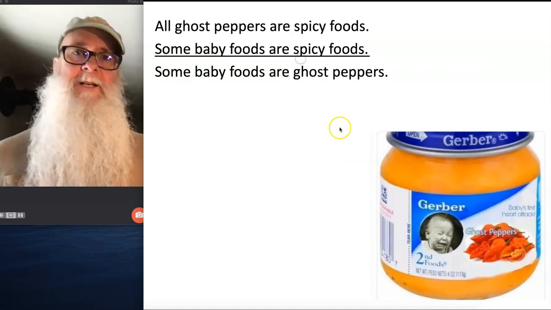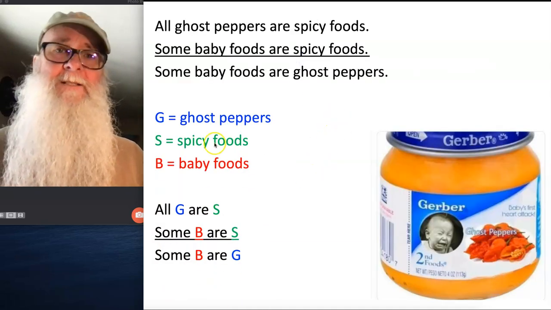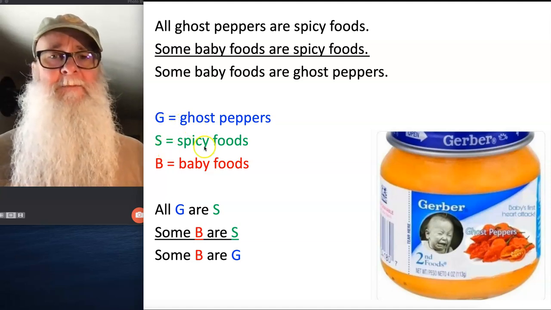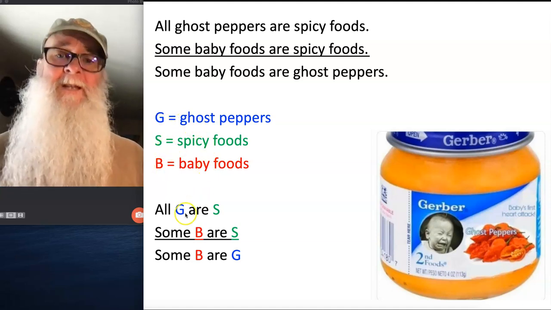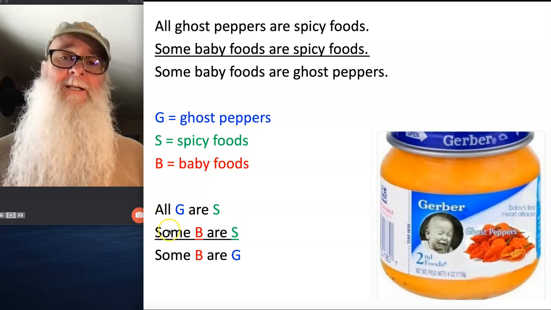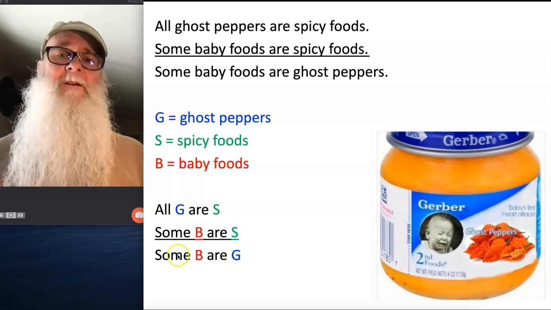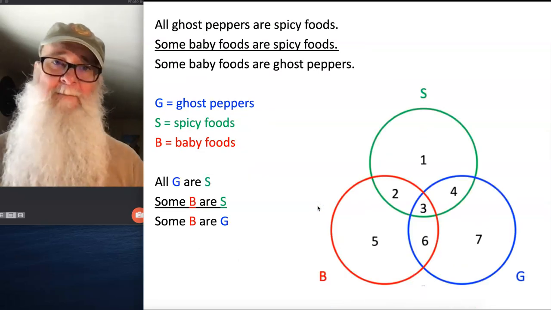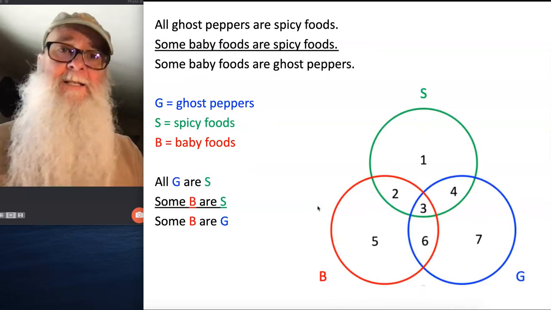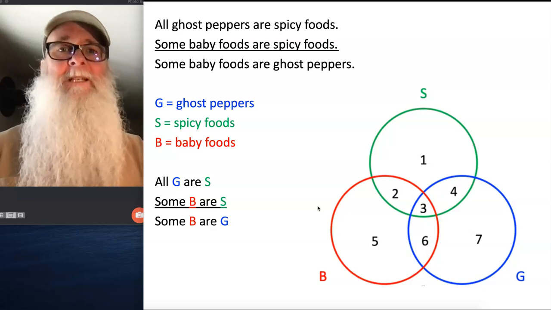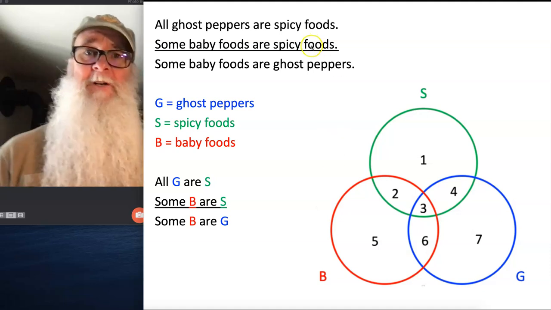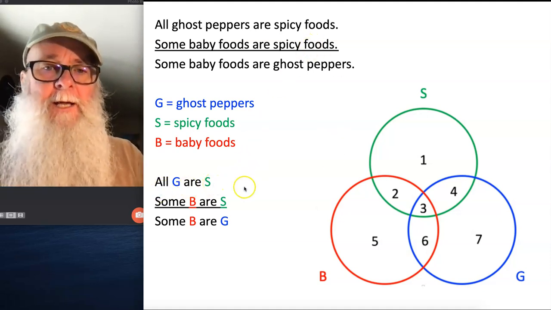Then we can move on to the next step, the all-important step of symbolizing this argument. I assigned G to represent ghost peppers, S to represent spicy foods, and B to represent baby foods. That gives us all G are S, some B are S, therefore some B are G, and I am ready to Venn diagram away. Now, because I have a particular premise, I have to begin with the first premise when I diagram. I have to mark the universal premise first, and that says all G are S.